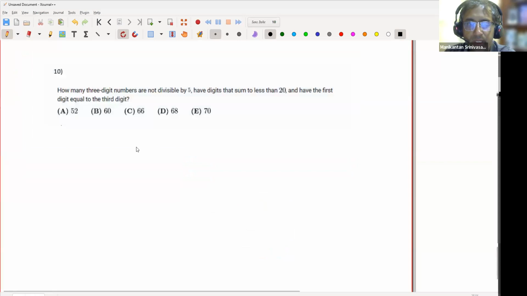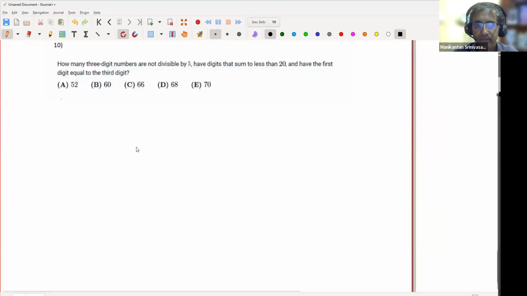How many 3-digit numbers are not divisible by 5, have digits that sum to less than 20, and have the first digit equal to the third digit? Should be a fairly easy question, right? Yuvam, what did you get on this one?